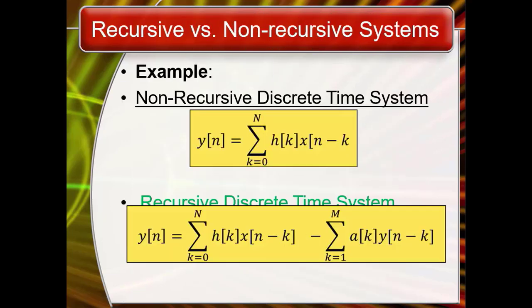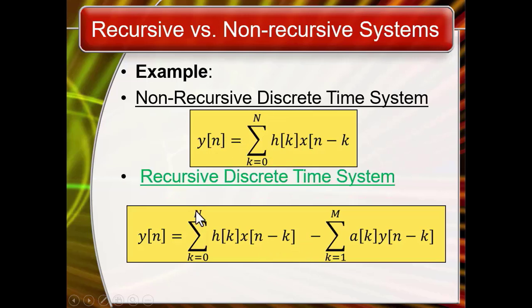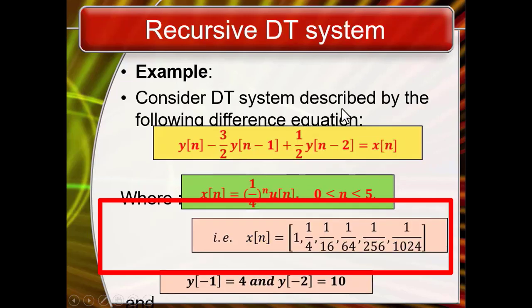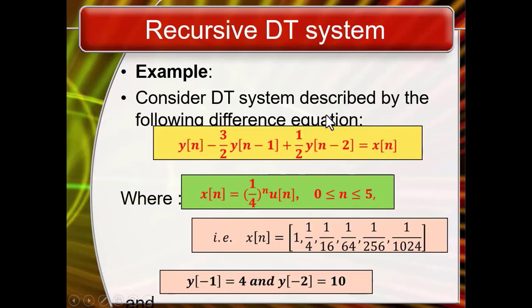An example for a non-recursive system is the convolution y of n equal to summation k starts from 0 up to n h of k x of n minus k. This system is causal as well as non-recursive. It is not dependent on past output parameters. The other one is recursive discrete time system. This recursive discrete time system is dependent on present as well as past input, and it is also dependent on past output parameters.